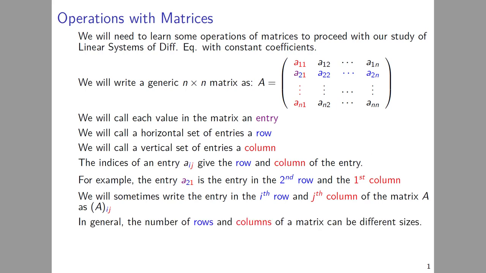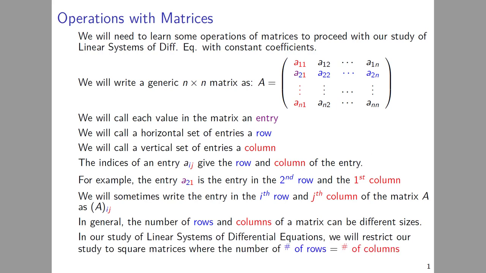In general, the number of rows and columns of a matrix can be different sizes. However, in our study of linear systems of differential equations, we will restrict our study to square matrices, where the number of rows equals the number of columns, which we will usually write as n.